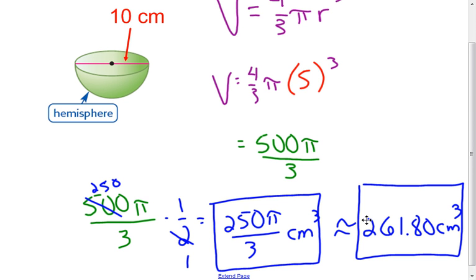So whether you're looking for the exact value or the approximate value of that hemisphere, we would have it. So remember, take your volume of a full sphere and just cut it in half when you're all done if you're looking for the volume of a hemisphere. And that's going to conclude my lesson on volumes of spheres.